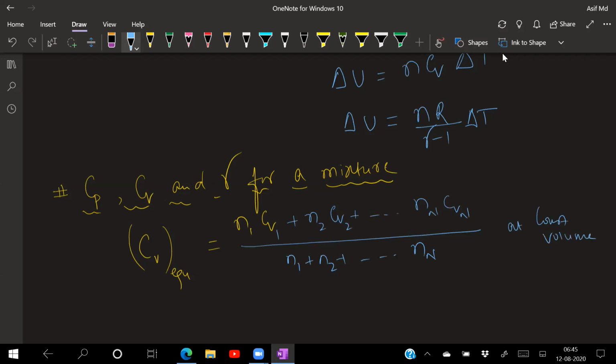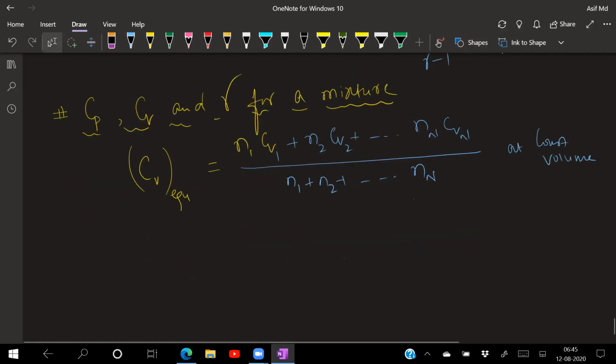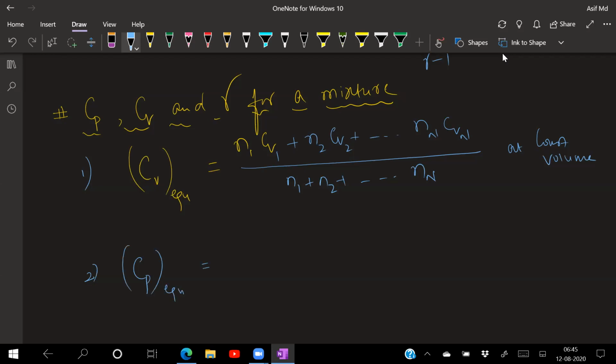Volume, CV equivalent we are writing. So that will be CV of your mixture. CV equivalent, and CP of your equivalent of the mixture. So that will be equal to N1 into CP1 plus N2 into CP2 plus so on up to NN into CPN, divided by your number of moles, that is nothing but N1 plus N2 plus so on up to capital N.